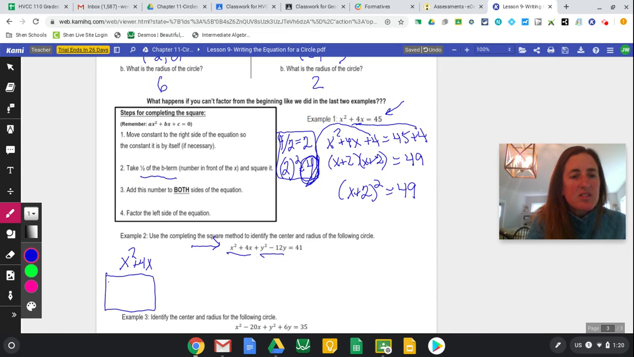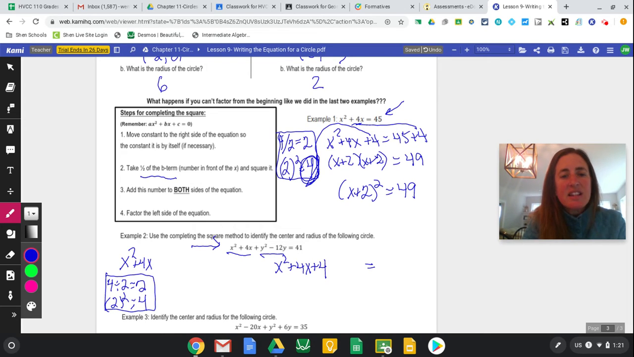So if I complete the square, I'm going to take the 4, divide it in half and get 2, and then take 2 and square it, and I have 4. Okay, so that means this x squared plus 4x now has plus 4. But remember, if I add it to the left side, it also needs to get added over to this 41 on the right side.